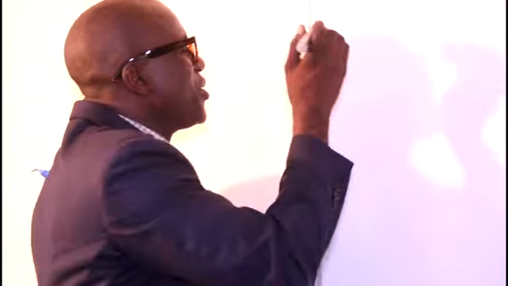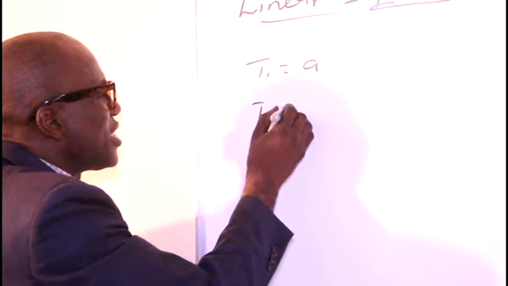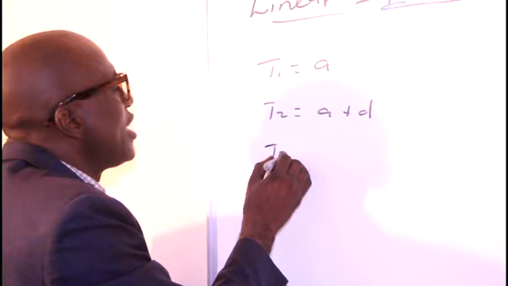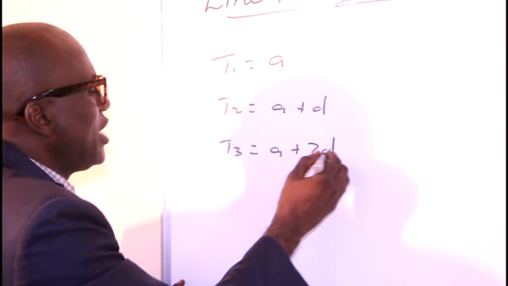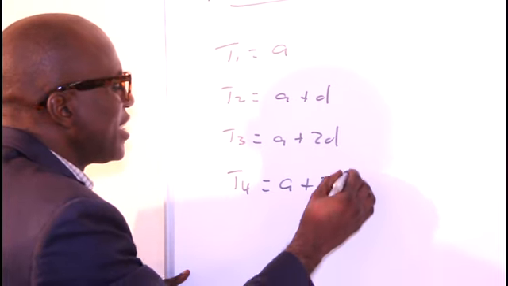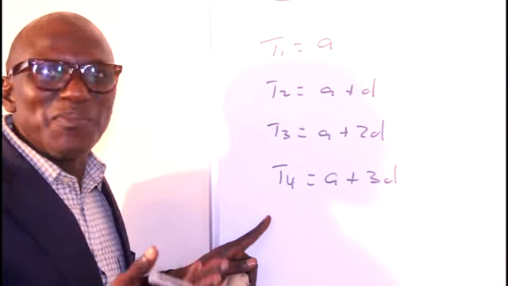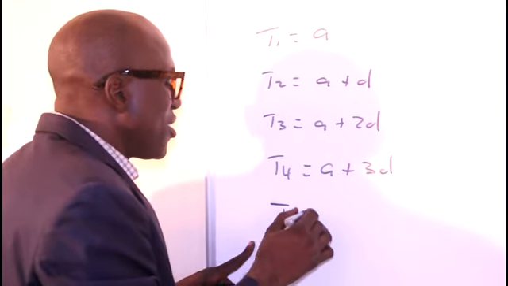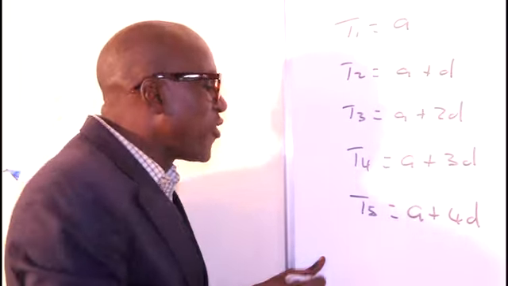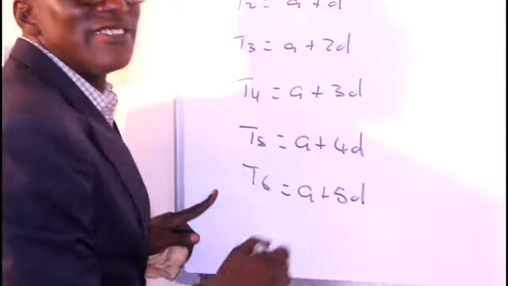From what we've done, you will now notice that in a linear sequence, T1 is equal to a, T2 is equal to a plus d, T3 is equal to a plus 2d, T4 is equal to a plus 3d. What do you think T5 will be? Using a simple deduction, T5 will be equal to what? a plus what? 4d. Then if you go further, T6 will be equal to what? a plus 5d.